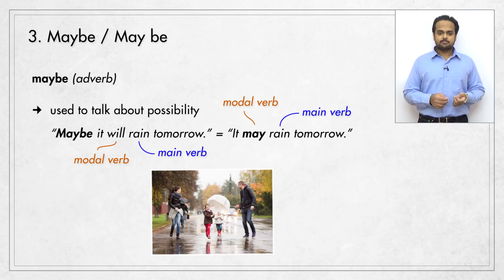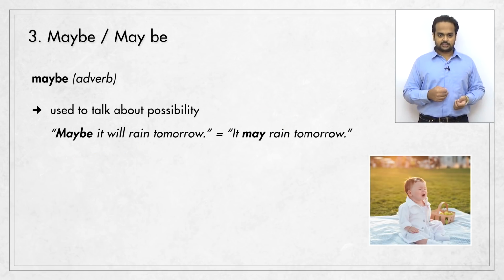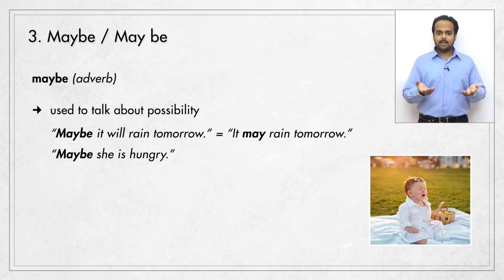Here, we have used the modal verb may or might, same meaning, to make a weak prediction or guess about the future. Here's another example. Let's say that a baby is crying. Someone asks, why is the baby crying? And the answer is, she is hungry. That sounds like we're very sure that that's why the baby is crying. But what if we're not so sure? Simple. Add maybe to the beginning of the sentence.